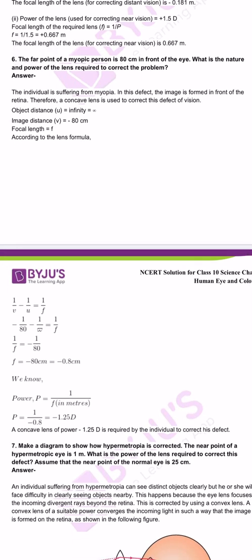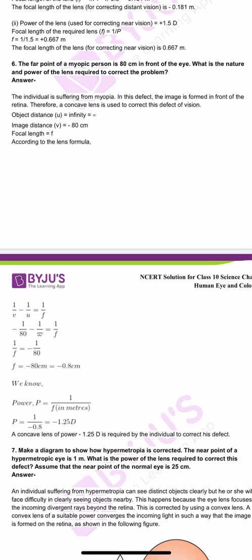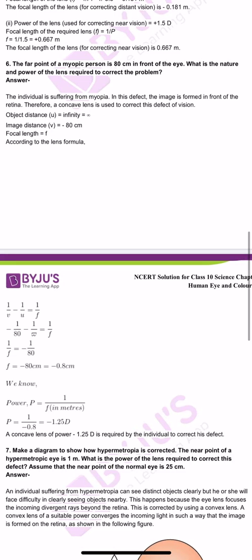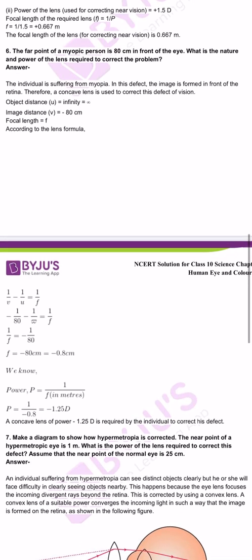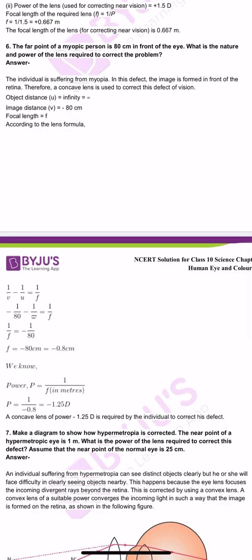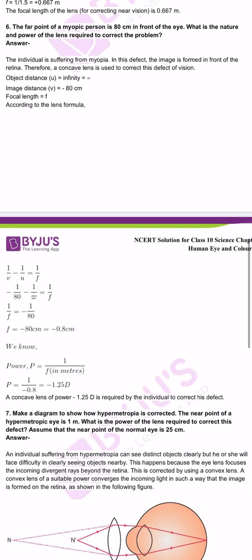Then question number 6 is, the far point of a myopic person is 80 centimeter in front of the eye. What is the nature and power of the lens required to correct this problem? The individual is suffering from myopia. So, in this defect, the image is formed in front of the retina. This I have told you in my video lecture when I taught you the eye defects, myopia. We saw that the image is always formed in front of the retina when the person is suffering from myopia. So, the concave lens must be used to correct the defect.